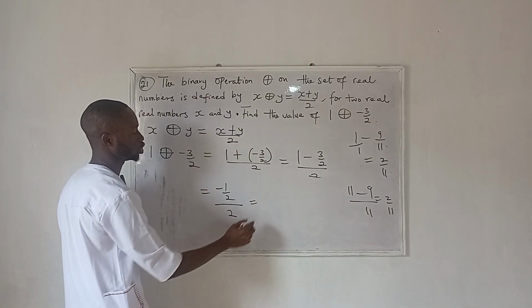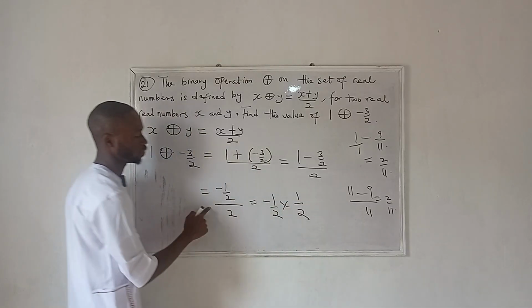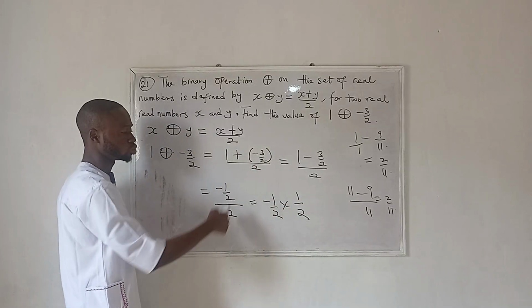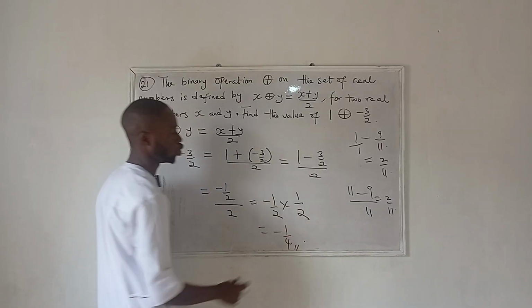So the continuation to this gives us minus 1 over 2 times 1 over 2, because if I do divided by, then I change it to multiplication, and it becomes 1 over 2 on the end. So my final answer to this is minus 1 over 4.